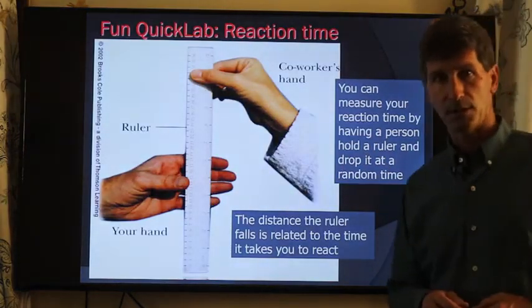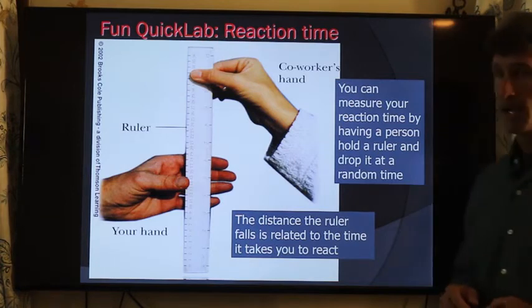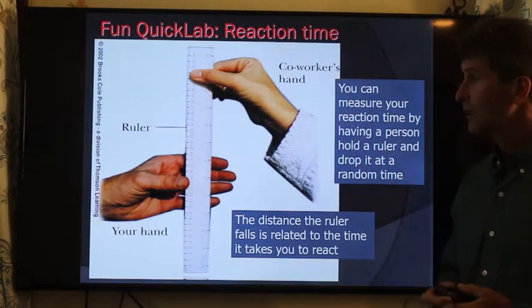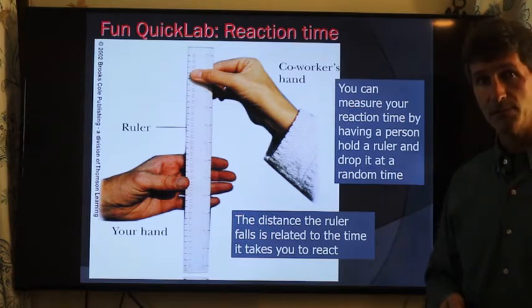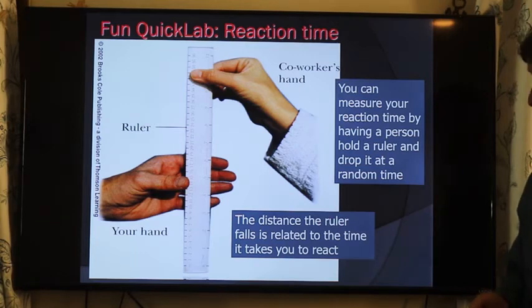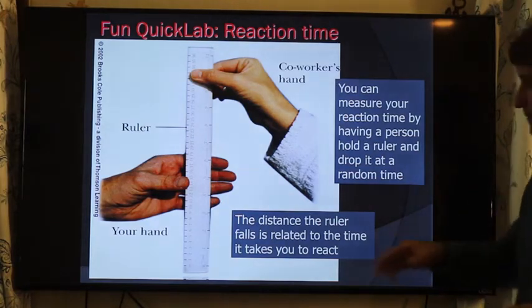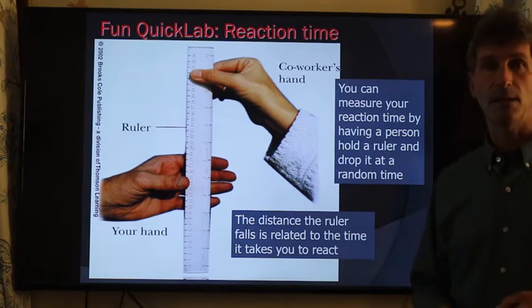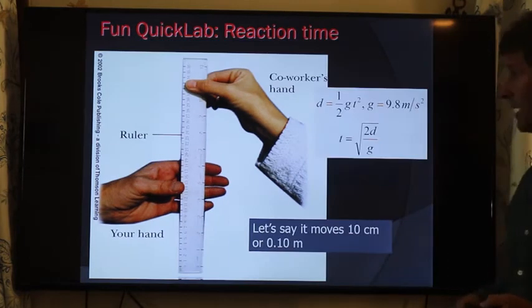Here's a little trick that you can do. You can measure your reaction time. Have a friend hold a ruler. Ask them to drop it at some random time that you don't know of. They're not going to count, they're just going to randomly drop it, and you have to grab it. The distance that it moves before you can grab it is related to your reaction time, but not linearly.